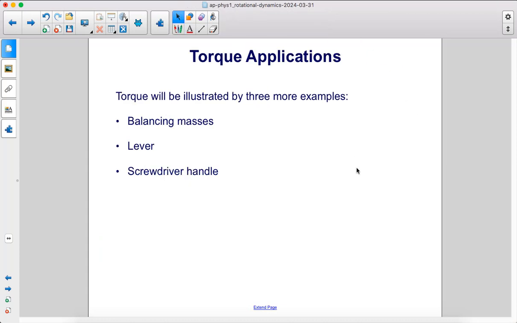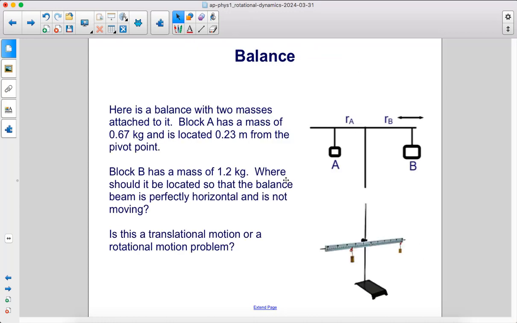Torque will be illustrated by 3 more examples: balancing masses, levers, and screwdriver handles. Here is a balance with 2 masses attached to it. Block A has a mass of 0.67 kilograms and is located 0.23 meters from the pivot point, which is this point right here, sometimes called the fulcrum, the axis of rotation, the pivot point, any of those work. Block B has a mass of 1.2 kilograms. Where should it be located so that the balance beam is perfectly horizontal and is not moving?